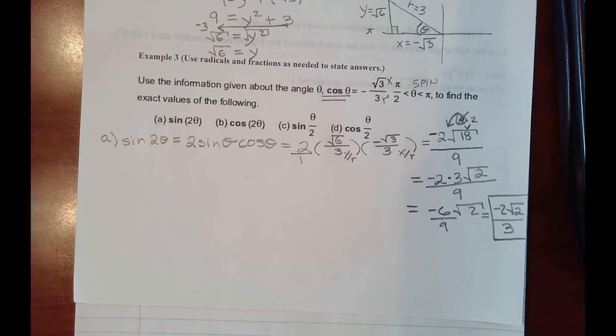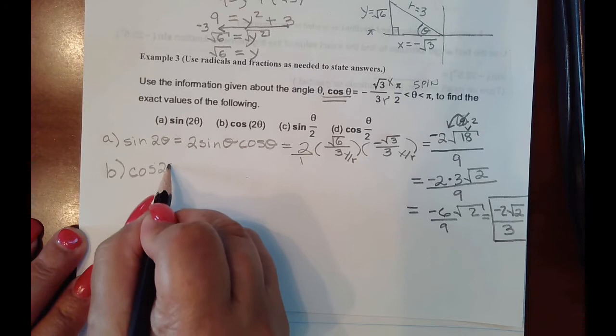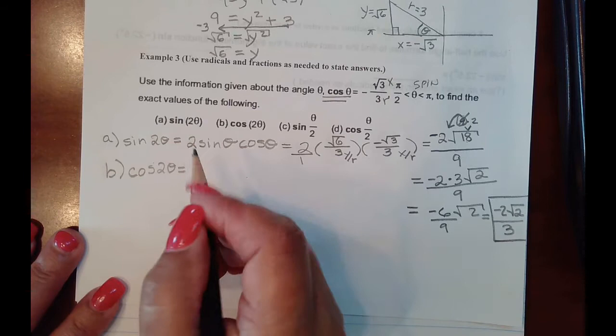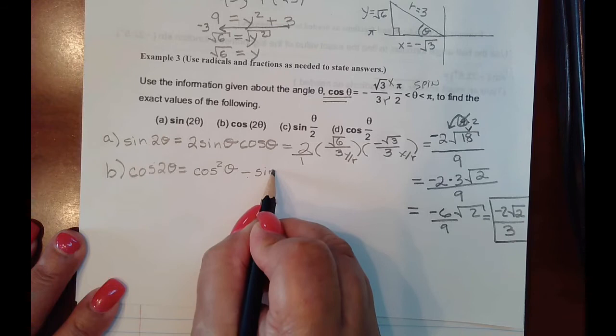Okay, moving on to part B. Part B, you're doing cosine of a double angle. Cosine of a double angle, there's 3 different choices. 2 cosine squared minus 1, 1 minus 2 sine squared of the angle, or you can go cosine squared minus sine squared. I'm going to use that one this time. So I'm just demonstrating use of all of them. So it goes cosine squared theta minus sine squared theta.